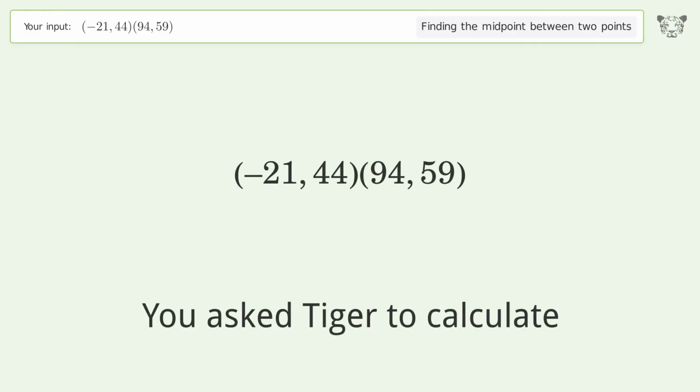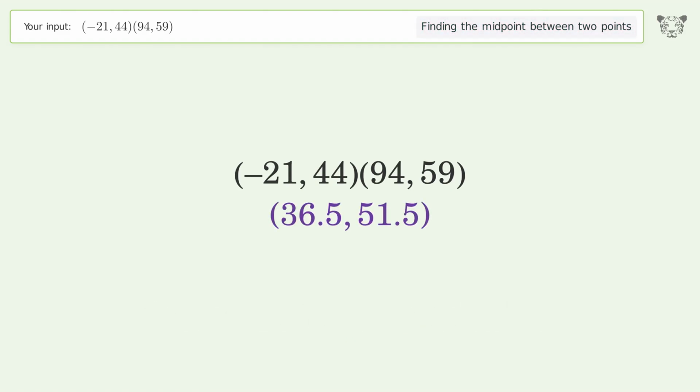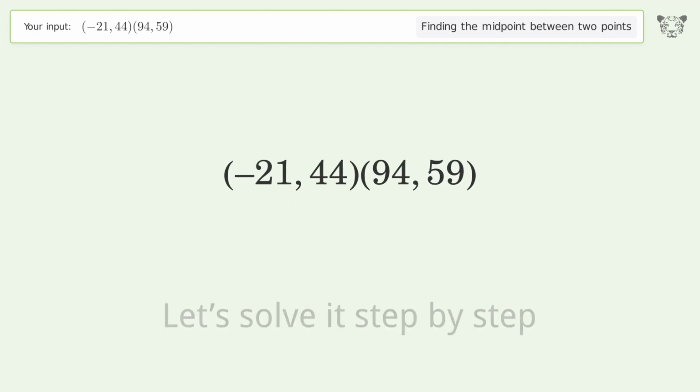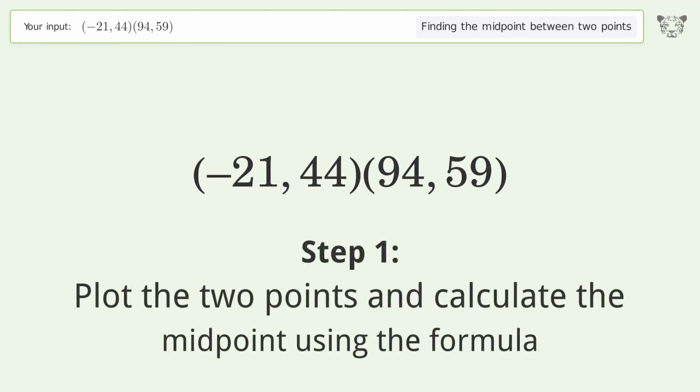You ask Tiger to calculate. This deals with finding the midpoint between 2 points. The midpoint between the 2 points is 36.5, 51.5. Let's solve it step by step. Plot the 2 points and calculate the midpoint using the formula.